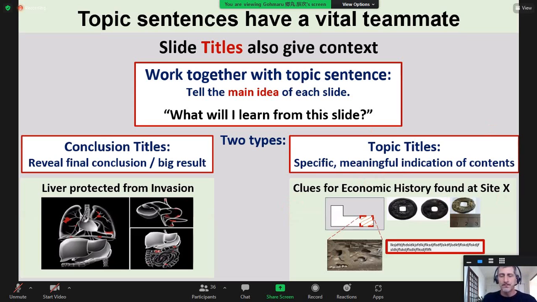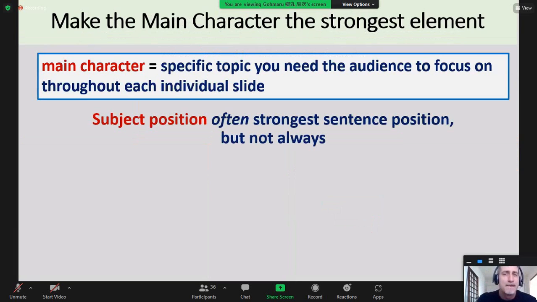Okay. So another really important piece of information we must give in the topic sentence, and also continue to focus on throughout the slide, is something we're calling the main character, shujinko.